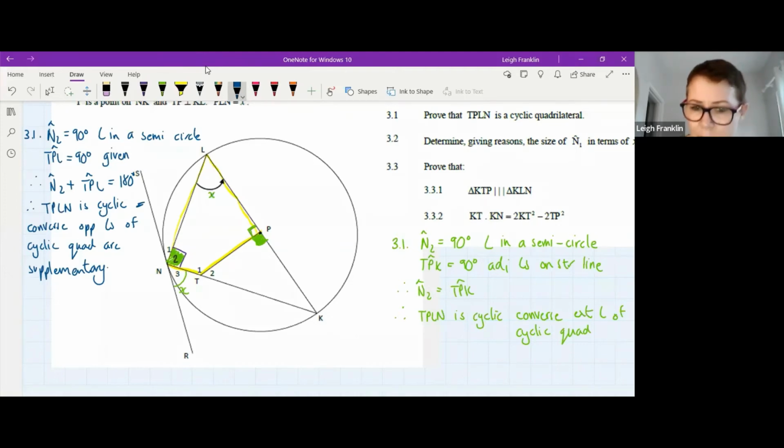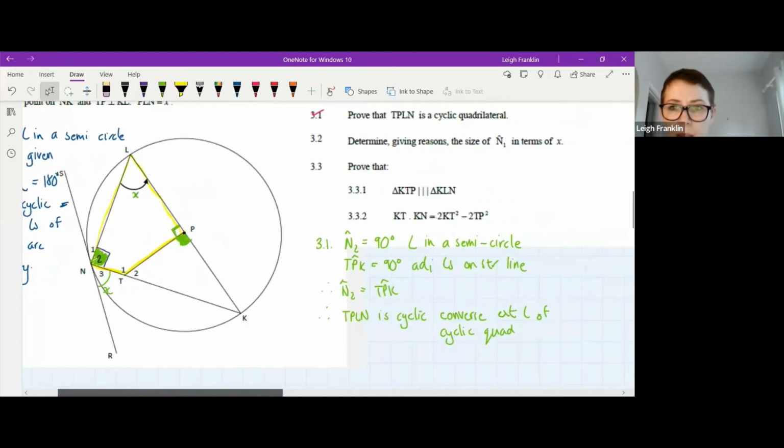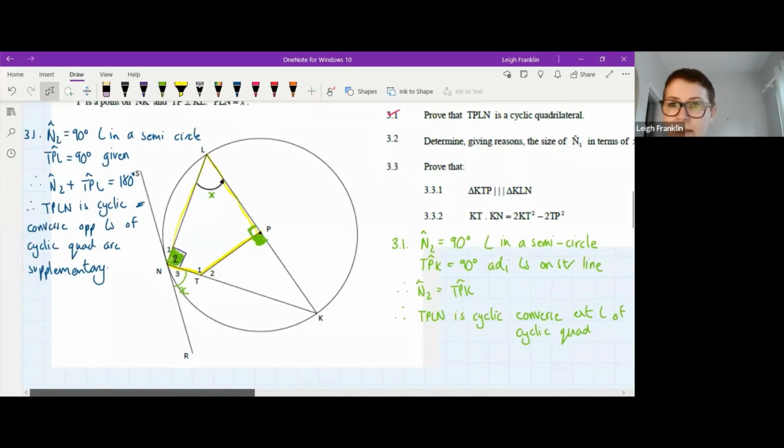Okay, everybody happy with that? Are there any questions? Sure, okay, all right. Well, if there are, please go ahead and ask, no problem. We've done 3.1. Let's go on and do 3.2. So now in question 3.2, they have asked us for the size of N1 in terms of X. All right, so they want N1 in terms of X.